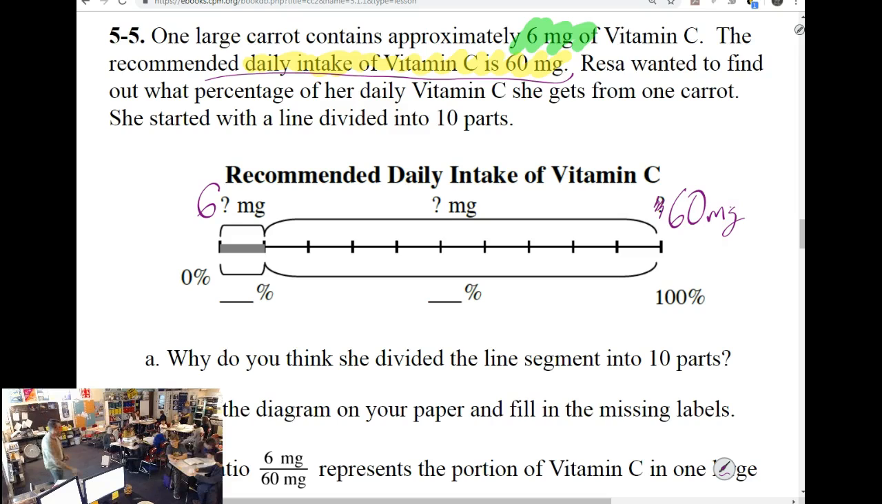Now, Ivan. Brendan, why did Risa divide her percent line into 10 regions? Because 6 times 10 equals 60, or we can flip it around and say like 60 divided by 6 is 10%. So since we split this into 10 portions, right, Ava?